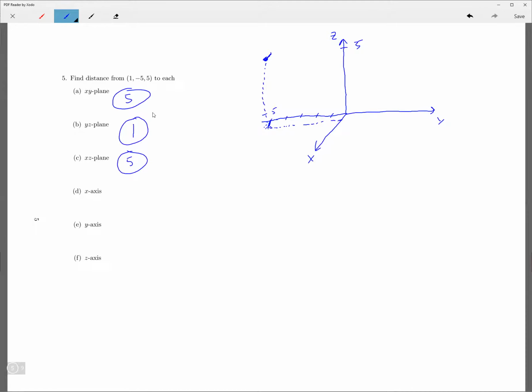Okay, now it gets more difficult because now you want to know the distance from the point to the x-axis. So here's the x-axis right here. You want to know the distance between this point and the x-axis. So it's actually going to be this thing right here. That will be the square root of 5 squared plus 5 squared. Ignoring the 1 and just going with those other two, that's going to be 5 root 2.